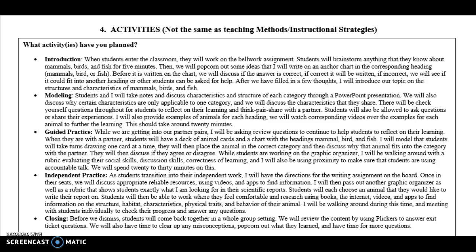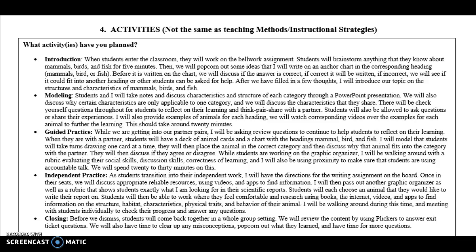Activities. Introduction. When students enter the classroom, they will work on the Bellwork assignment. Students will brainstorm anything that they know about mammals, birds, and fish for 5 minutes. Then we will popcorn out some ideas that I will write on an anchor chart in the corresponding heading.